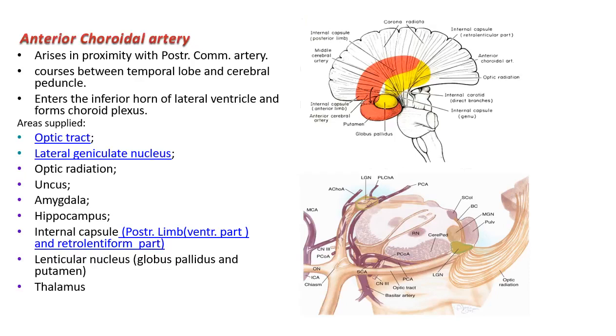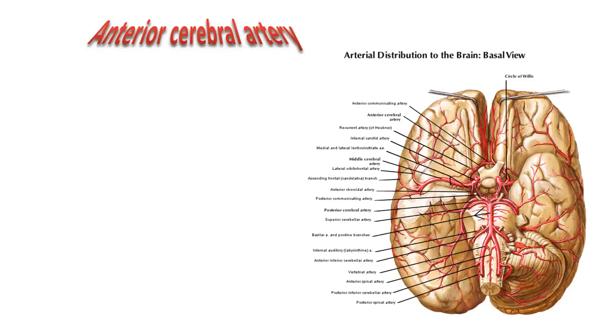Anterior choroidal artery. Next, this artery is also called the artery of cerebral thrombosis because of its small size of lumen. Mostly thrombosis tends to take place in this anterior choroidal artery. Next we are moving on to the two terminal branches of the internal carotid artery. The first one is your anterior cerebral artery.